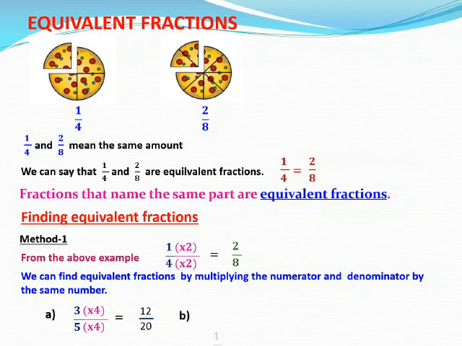Next example B. 1 by 6. Find one equivalent fraction for 1 by 6. How do we get it? We can multiply with any number, but we should multiply numerator and denominator by the same number. Let us multiply with 3. Numerator into 3, denominator into 3. So 1 into 3, 3. 6 3s are 18. 1 by 6 and 3 by 18 are equivalent fractions.